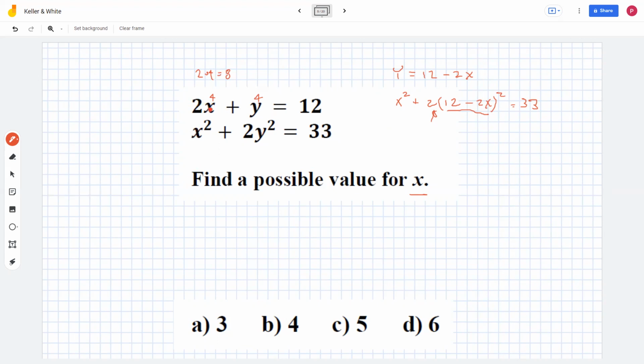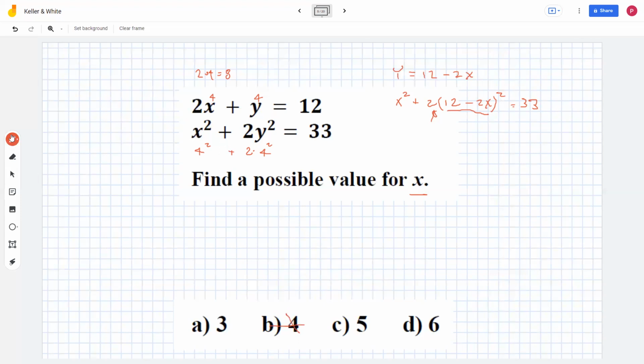Then I go and I check to see if those work in the next equation. 4 squared is 16. 2 times 4 squared, well, that's 16 times 2, which is 32. Plus 16, all that matters is it's not 33. I guess 4 is not the right answer.